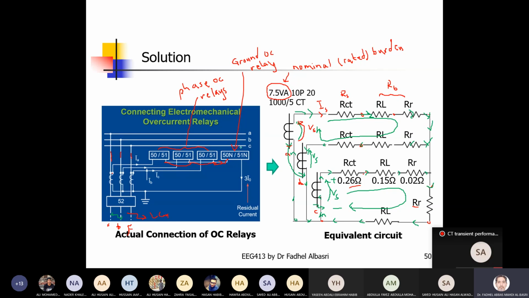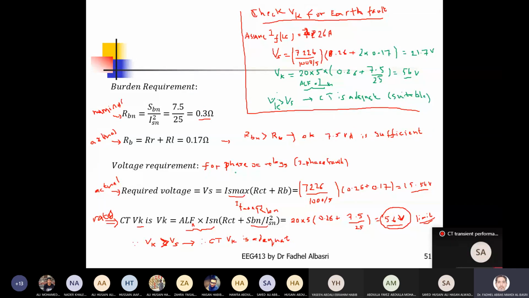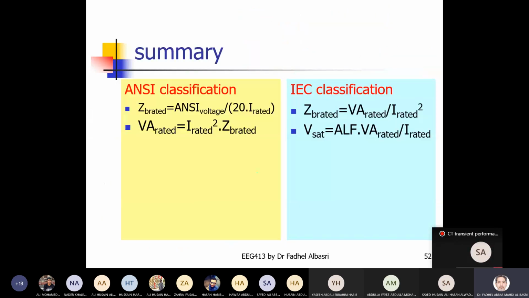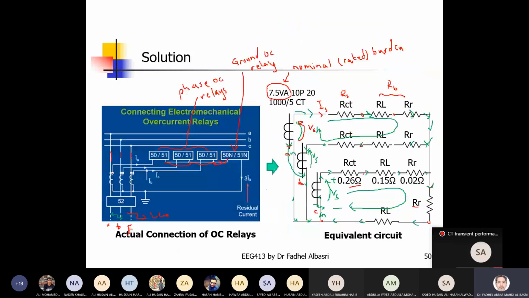So for phase-to-phase faults, we'll do the same thing as we did for the three-phase fault. This becomes just RR plus R lead. I will not take two times, whether it's a three-phase fault or a phase-to-phase fault. But for ground faults, the ground fault path will include a return path, this one, so that would become 2RL and 2RR.